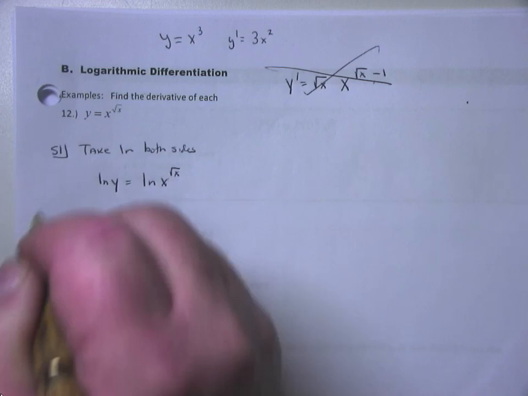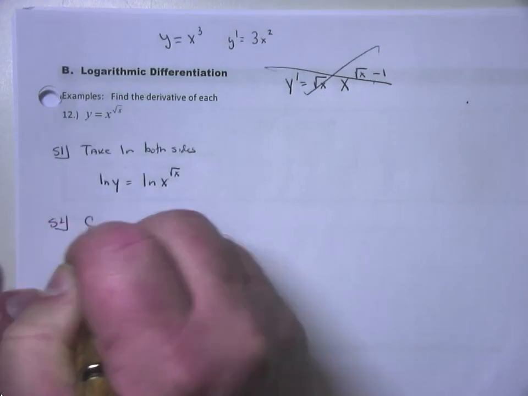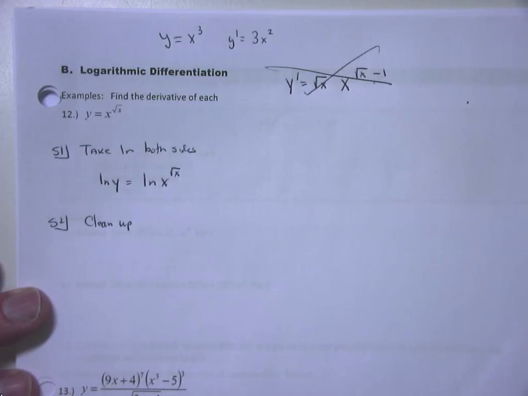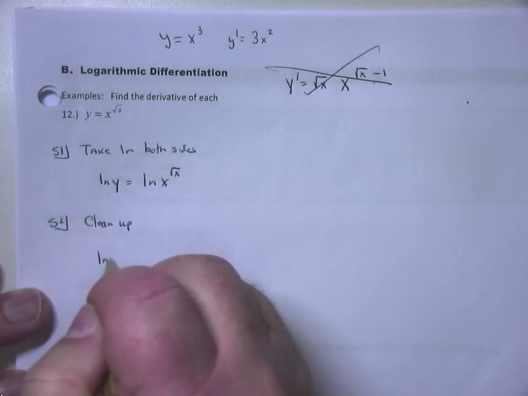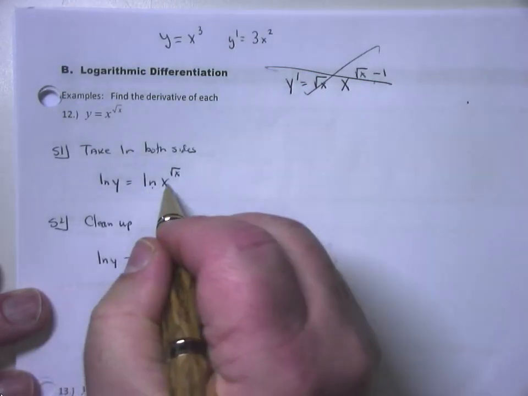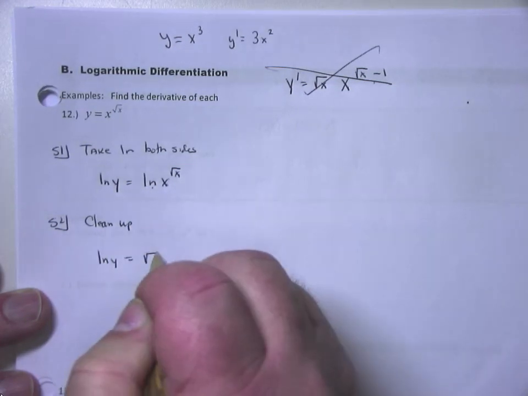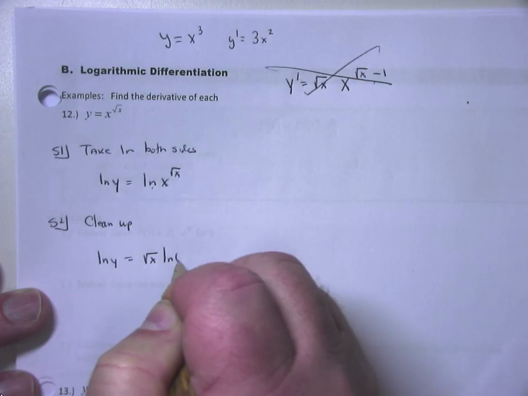Step 2, clean it up. Clean up means use your log properties. This gives me the natural log of y equals the natural log of x to the square root of x. Where do powers get to go? Out front. That'll be the square root of x times the natural log of x.